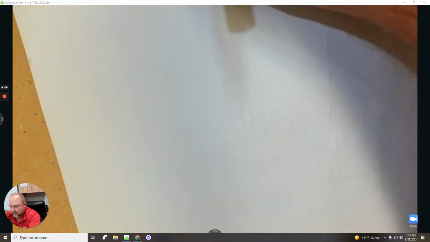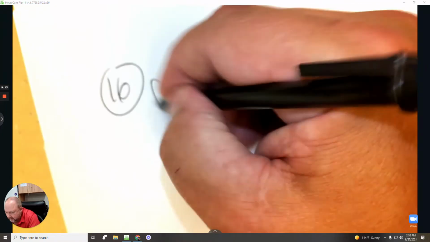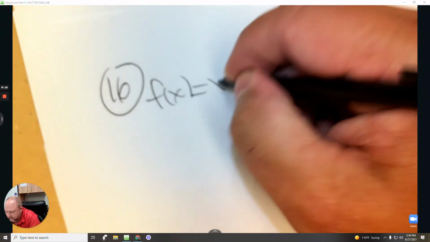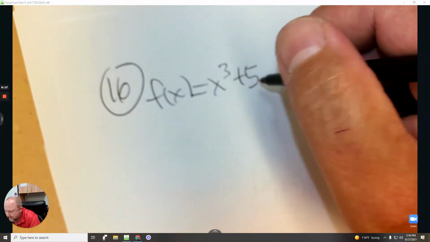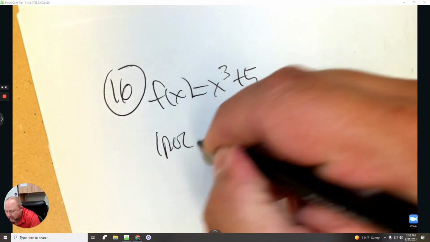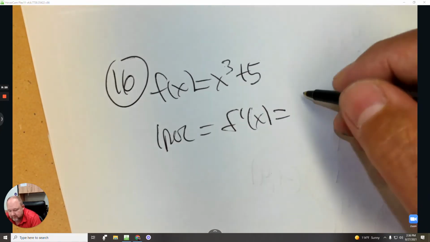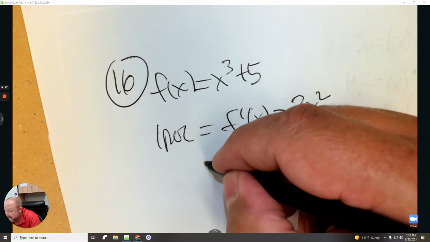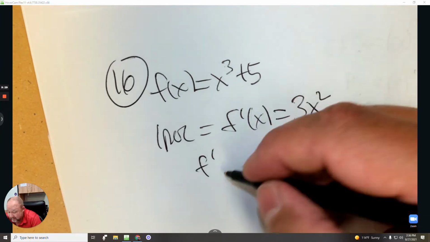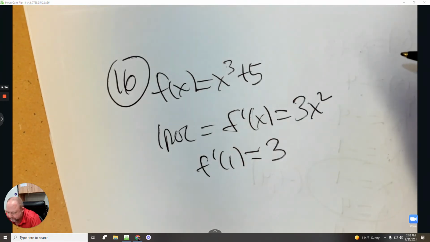Number 16. f of x equals x cubed plus 5. Find the instantaneous rate of change. That's the IROC, which is the same as the derivative. So first I'm going to find the derivative, which is 3x squared. And then it says find the instant when x is 1. So then you plug in 1 and you get the answer.